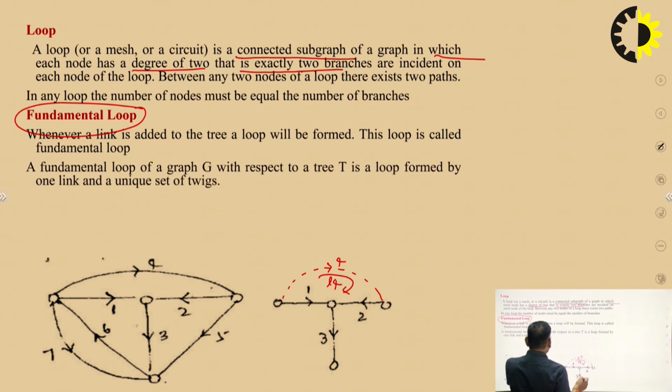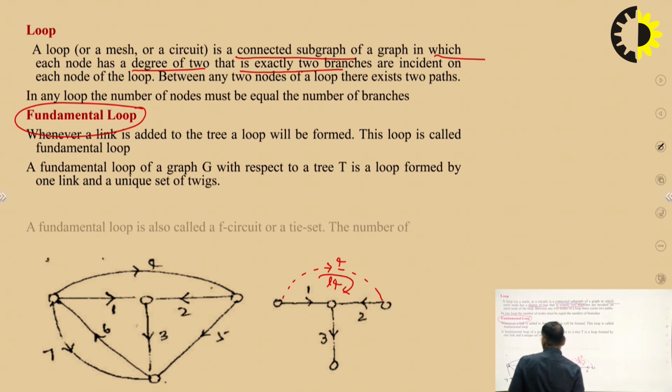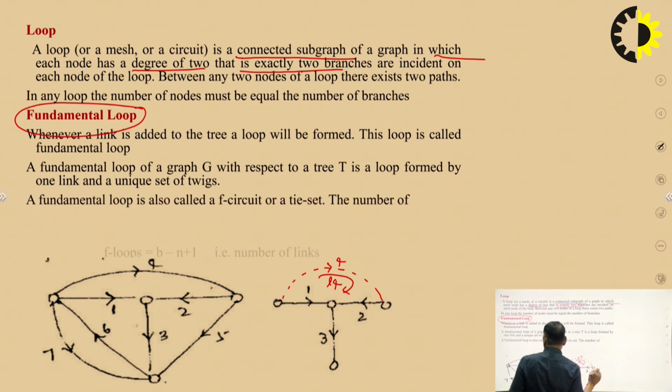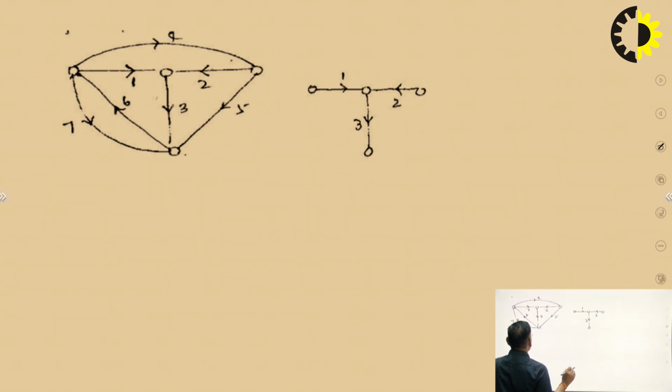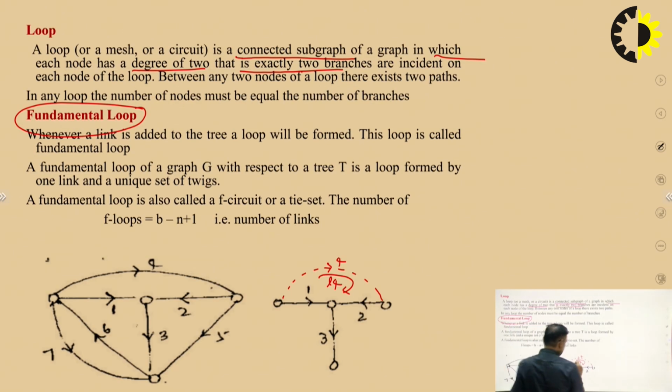A fundamental loop of a graph with respect to a tree is formed by one link and a unique set of twigs. So we can see that this is a fundamental loop having 3 branches: 1, 2, 4. So 4 is the link and 1, 2 are the twigs. At the same time, one more thing about the fundamental loop is, how will we orient a loop? The orientation of a fundamental loop is as per its defining link. So the link's direction is like this, and we can draw all the fundamental loops here.